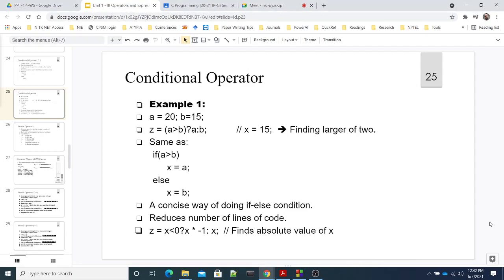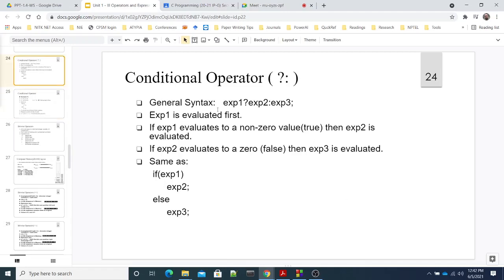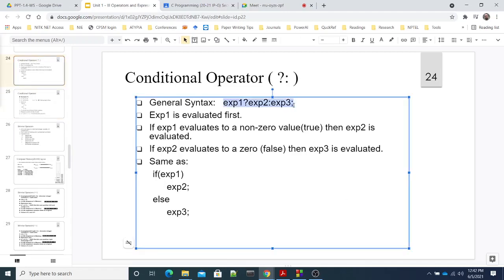Yesterday, we were discussing the conditional operator at the end. The last topic we discussed was the conditional operator. It is a ternary operator, that means three operands are there. And the syntax is like this: expression 1 followed by a question mark, expression 2 followed by a colon, expression 3. Semicolon is there at the end of all expressions normally. So it's a ternary operator.